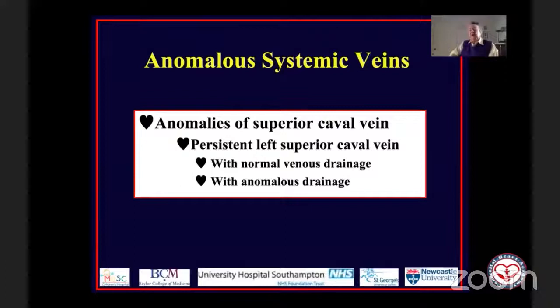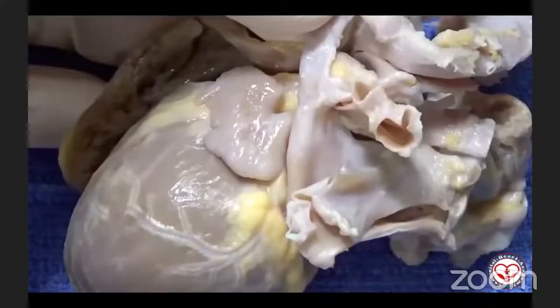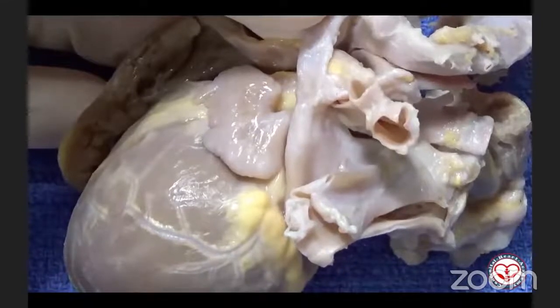So let's start off by looking at the commonest of all the anomalous systemic venous findings, and that is persistence of the left superior caval vein so that it drains through the coronary sinus into the morphologically right atrium. And that's what Diane is now going to show you. This specimen has a persistent left superior caval vein.